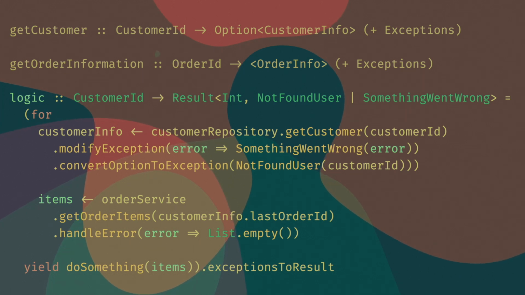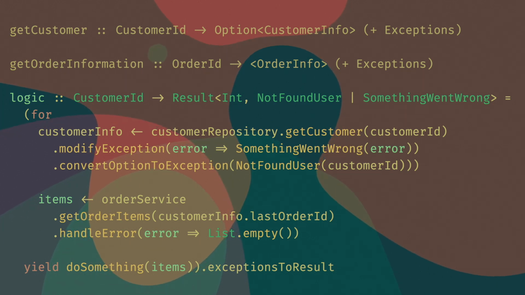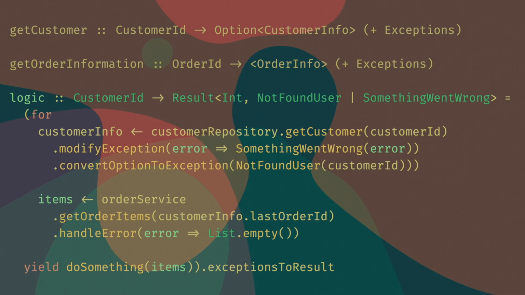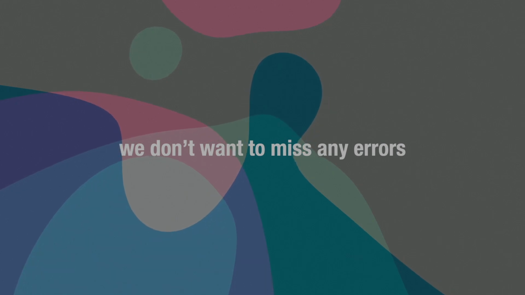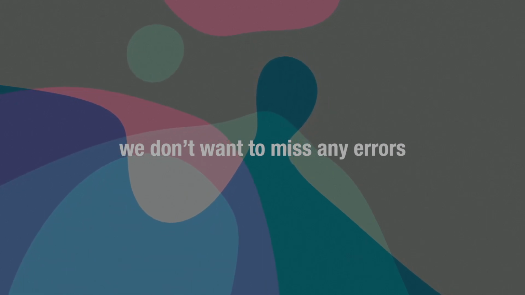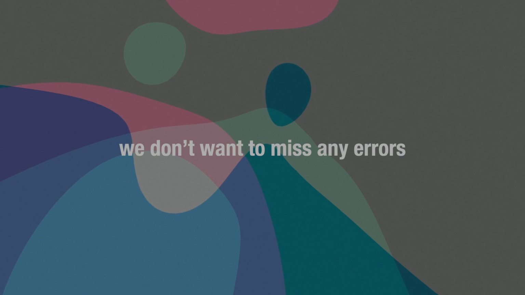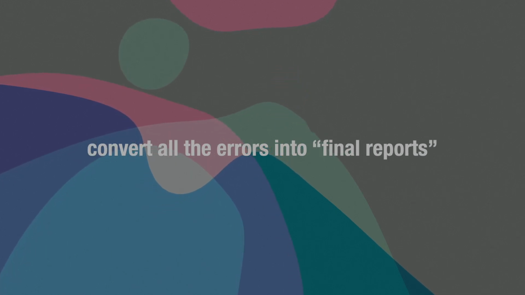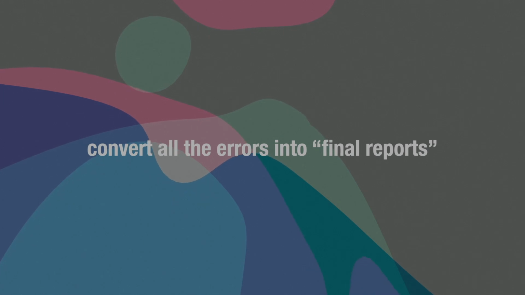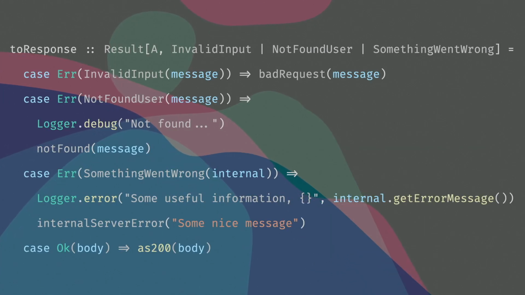Because we wanted to show everything in one snippet, it might seem like error handling takes up too much space. Remember, it's a tutorial. At the highest level, the other edge of the program, we don't want to miss any errors. Because we've done all the groundwork on the lower levels, the only thing left to do is to convert all the errors into final reports: HTTP responses with proper bodies and status codes, logs for developers, and so on. It should all be explicit and simple at this point.